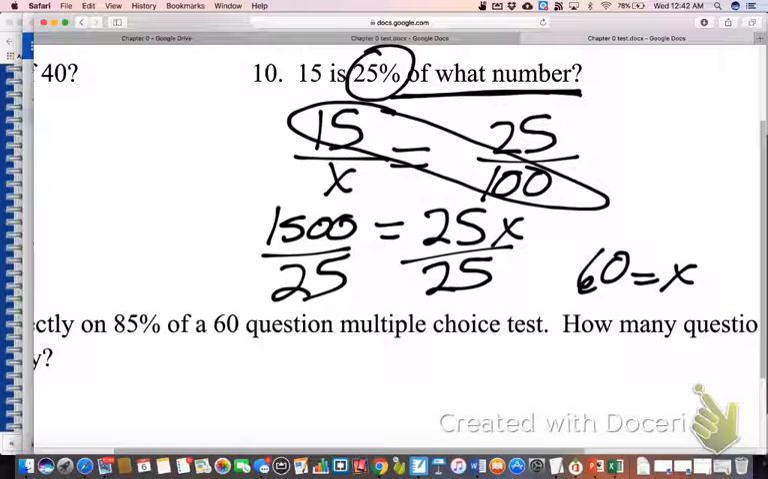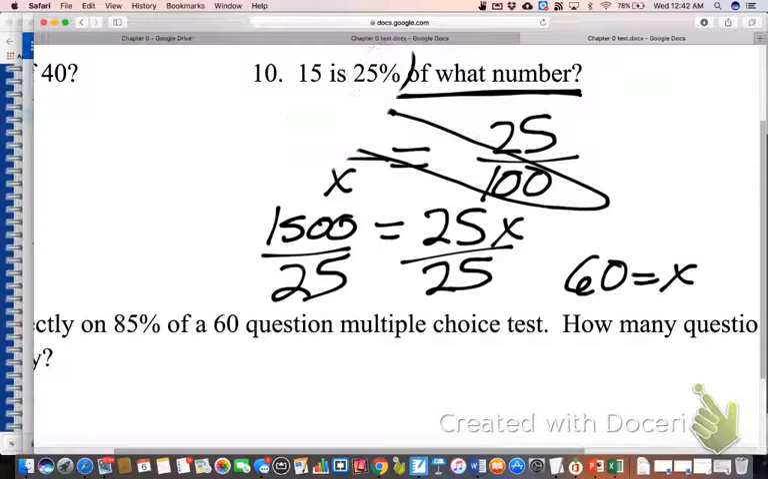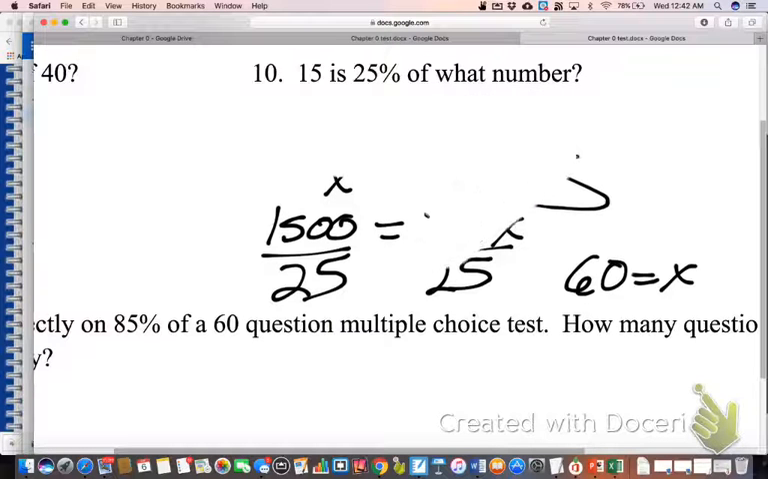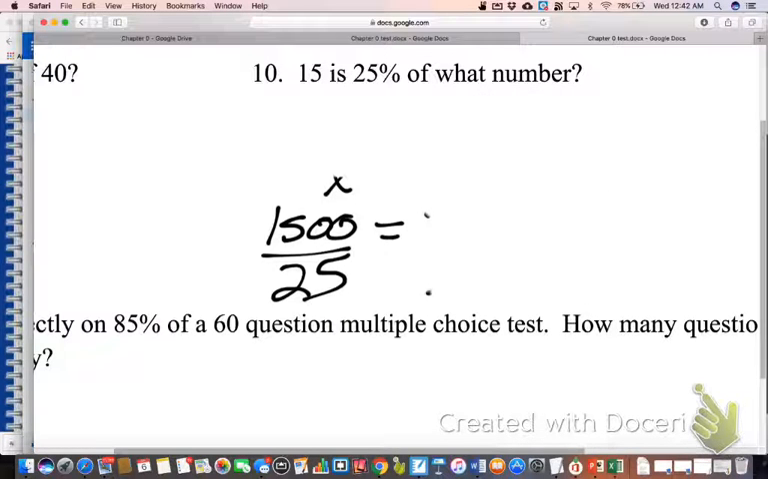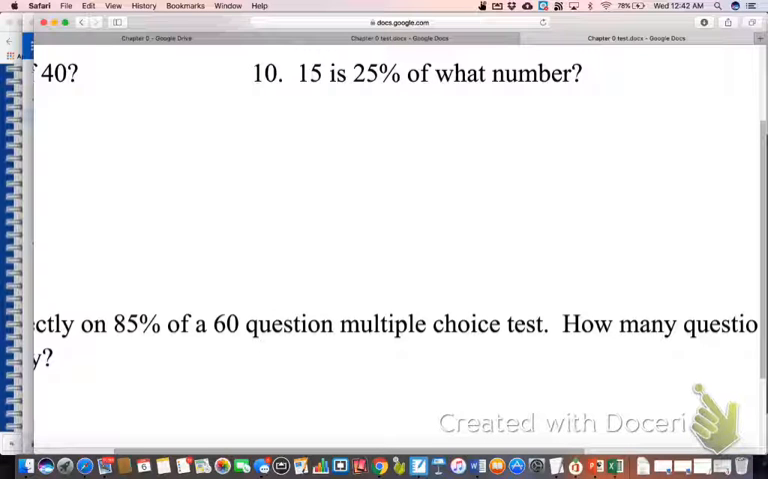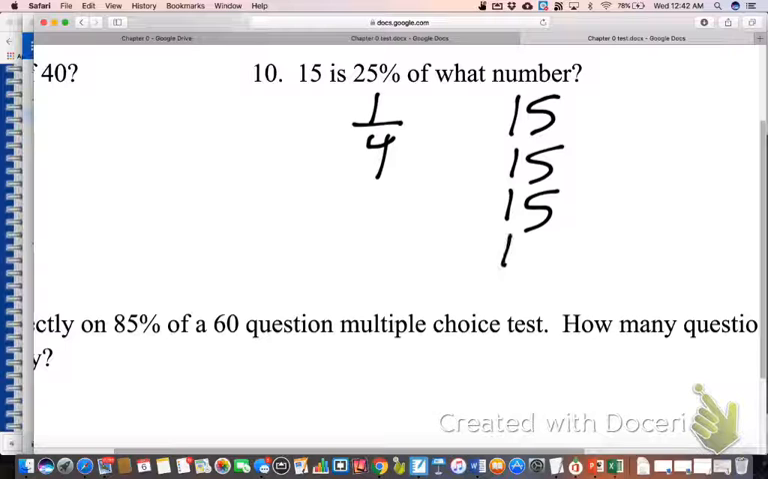There's also another way that you might have done this that I actually saw several of you guys doing without setting up proportions, which I thought was great. So I'm going to show you that way too. So if 15 is 25% of what number? 25% means the same thing as the fraction, it's equivalent to 1/4. So if 15 is 1/4 of what number? That means if you just take 15 4 times, that'll give you the whole amount as well. So either way, you could get 60 to be the answer to number 10.